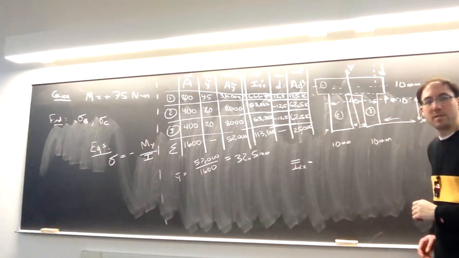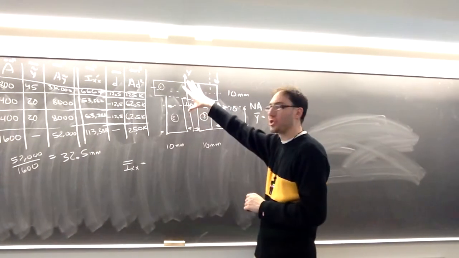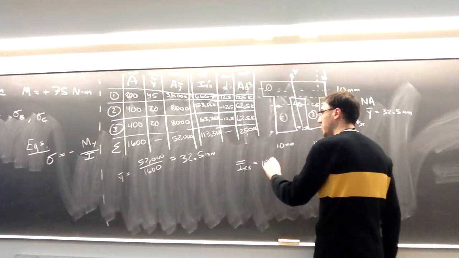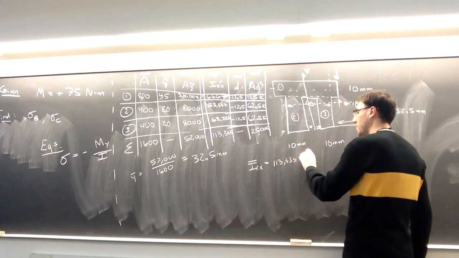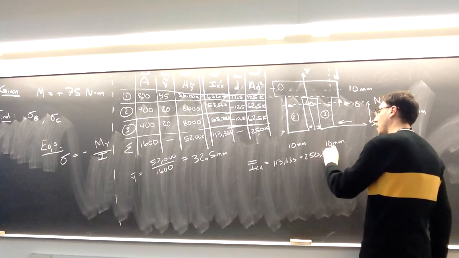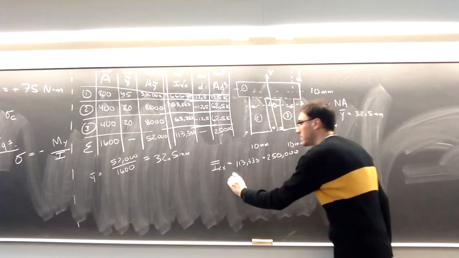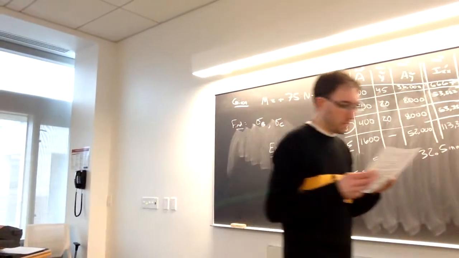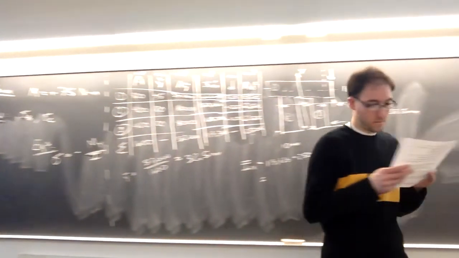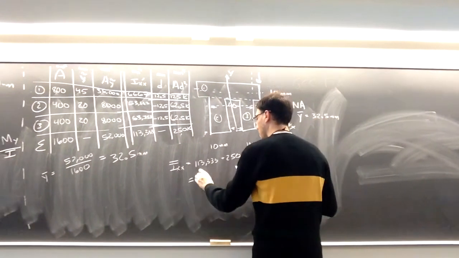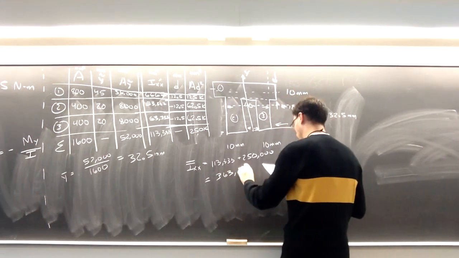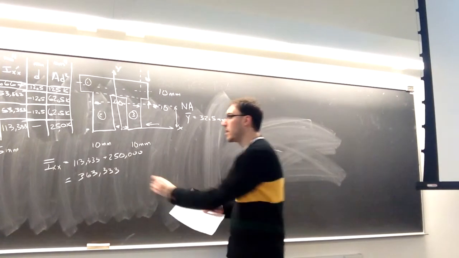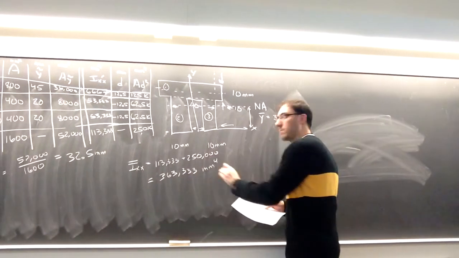The last step, to find the moment of inertia of the whole shape about its own centroidal axis, is to add up this 113,333 plus the 250,000. We get 363,333 millimeters to the fourth power.